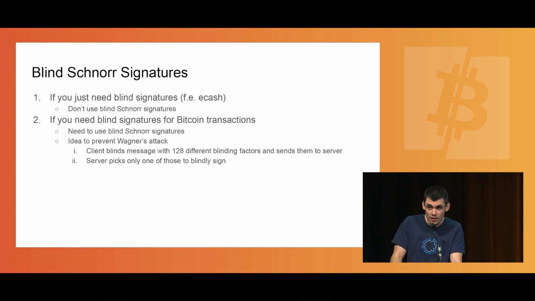There are some ideas for how to prevent Wagner's attack. One has essentially a 128x communication blow-up, where the client blinds a single message with 128 different blinding factors, sends all of them to the server, and the server then just randomly picks one of them, signs it and returns it back to the client.